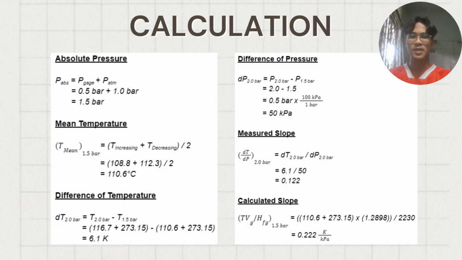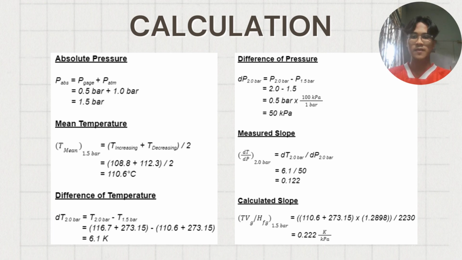Next, we will move on to the calculation. As for the absolute pressure, add the atmospheric pressure, which is 1 bar, to the gauge pressure. And then for the mean temperature, for example at 1.5 bar, add the increasing temperature with the decreasing temperature and then divide it by 2.